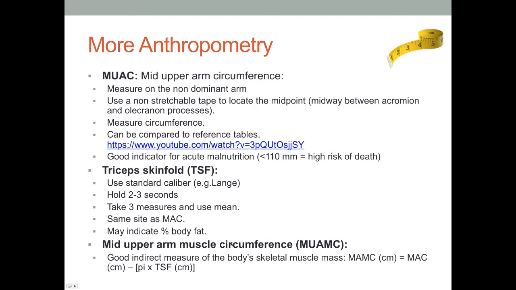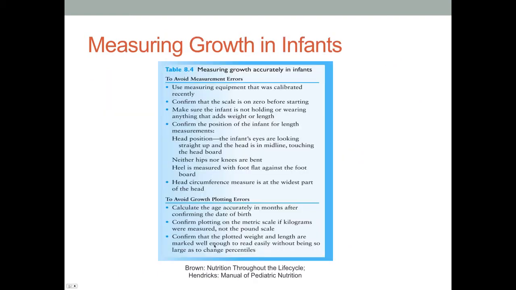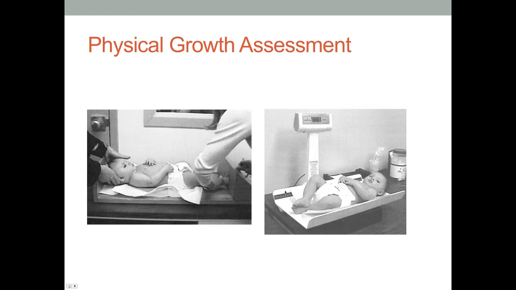Also going back to adults, you can use triceps skin folds using a Lange standard caliper and taking 3 measures and using the mean. And you could use that combined with the mid-upper arm circumference to look at measures of adiposity and muscle mass. And this is just another table that reminds you of how to correctly measure growth. And this is a picture of it.